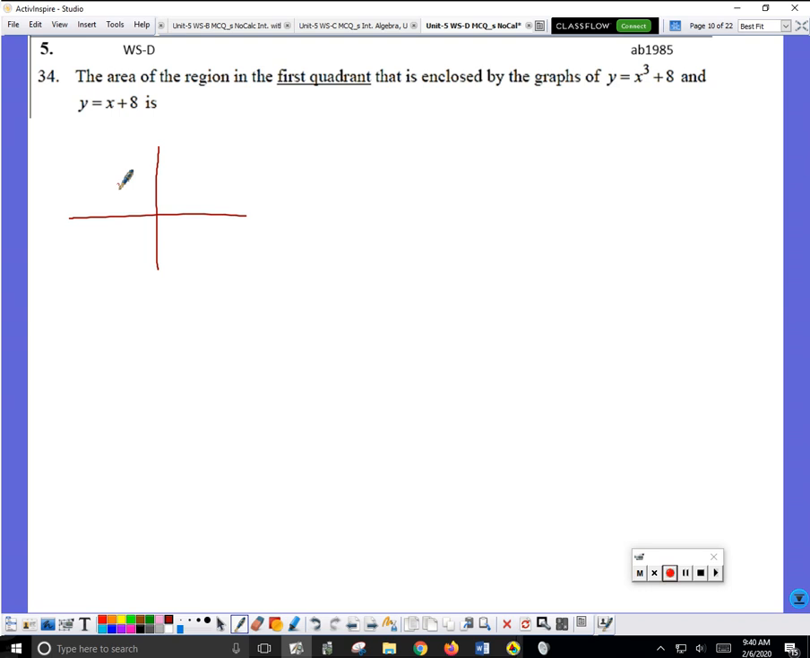We're looking for the area in this region that is enclosed by these two graphs. So here's my method A. I have two graphs, somehow they enclose a region. That means somehow they intersect with each other. So I need to figure out how they intersect. This part you do have to remember from previous classes. To find how they intersect, we set the two equations equal. So I write that down.